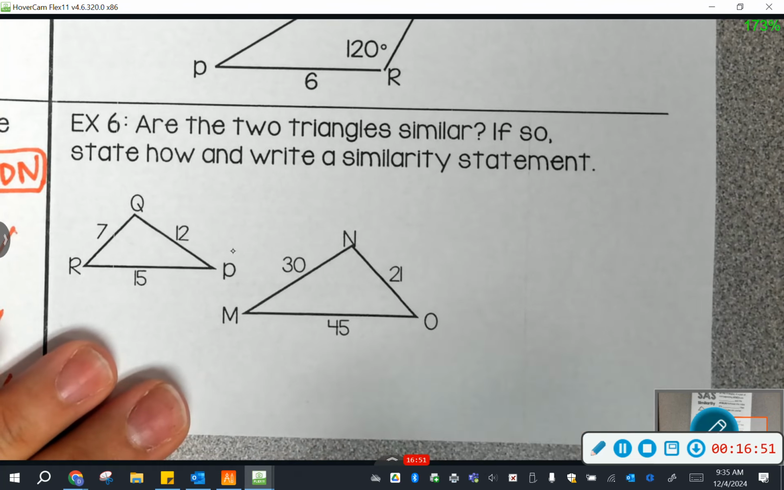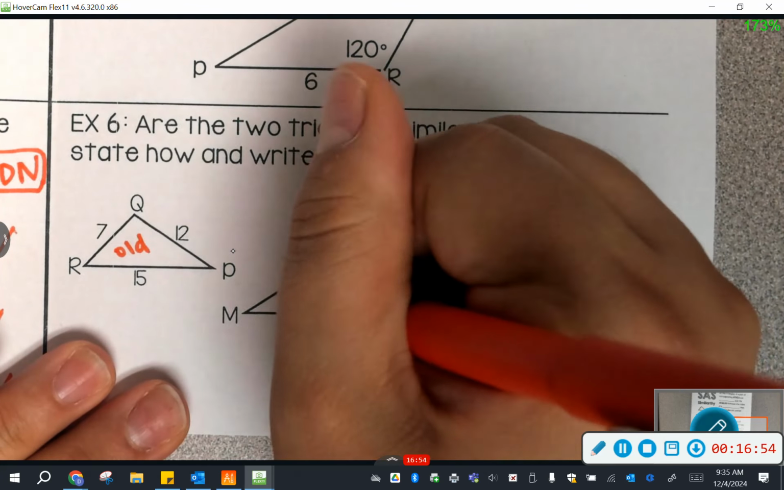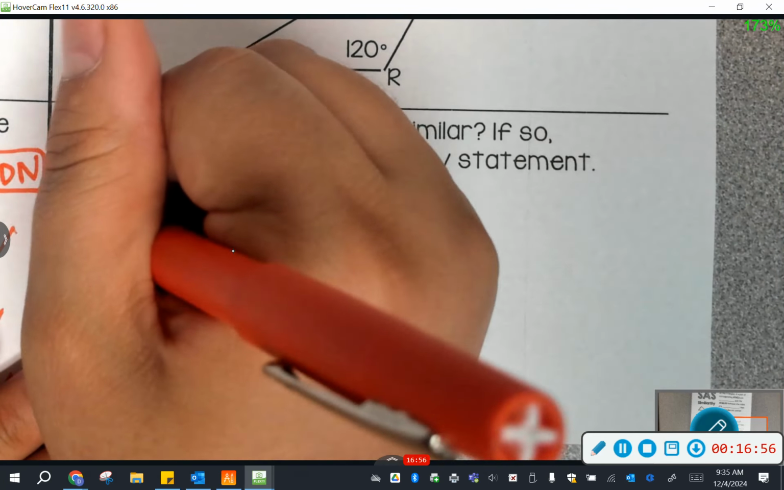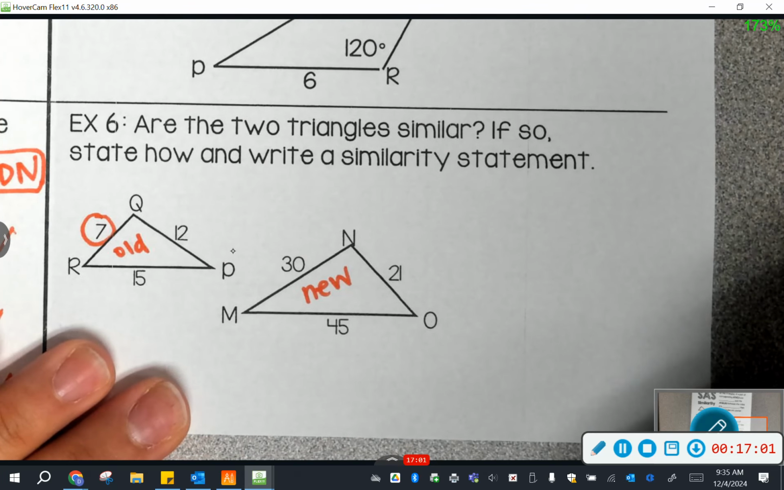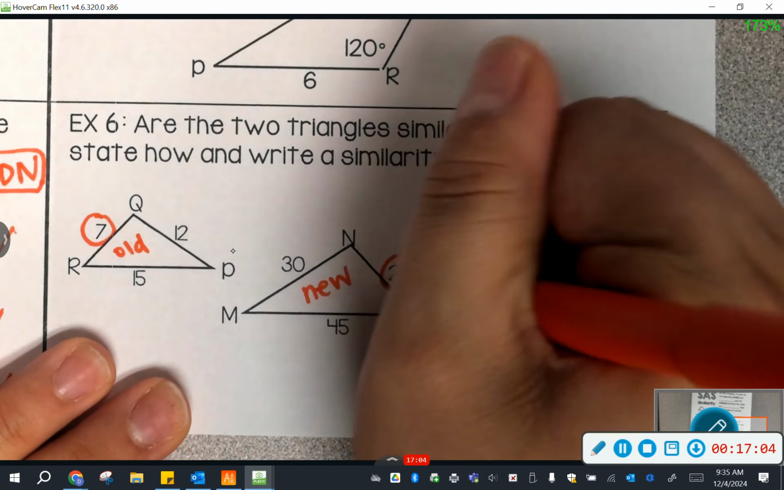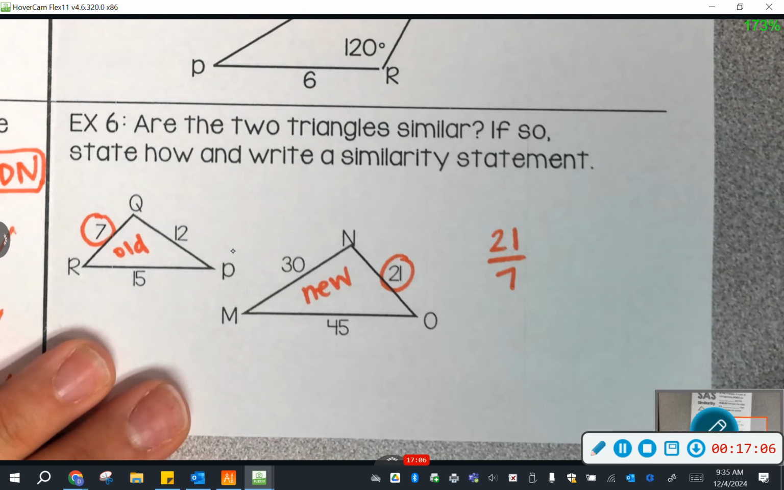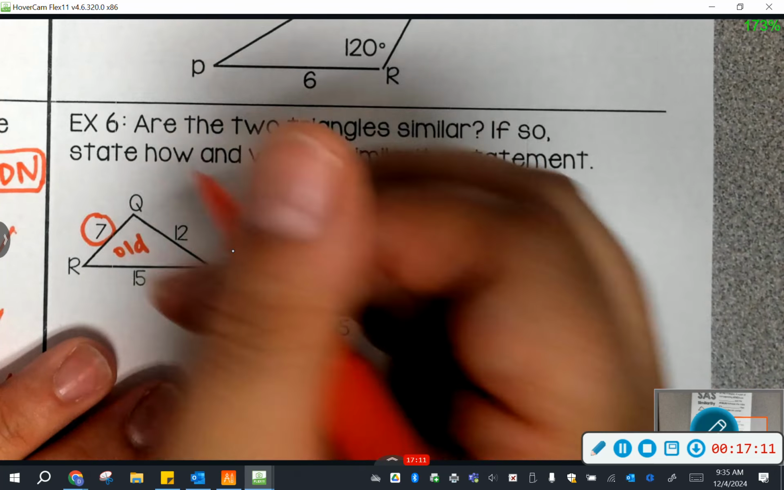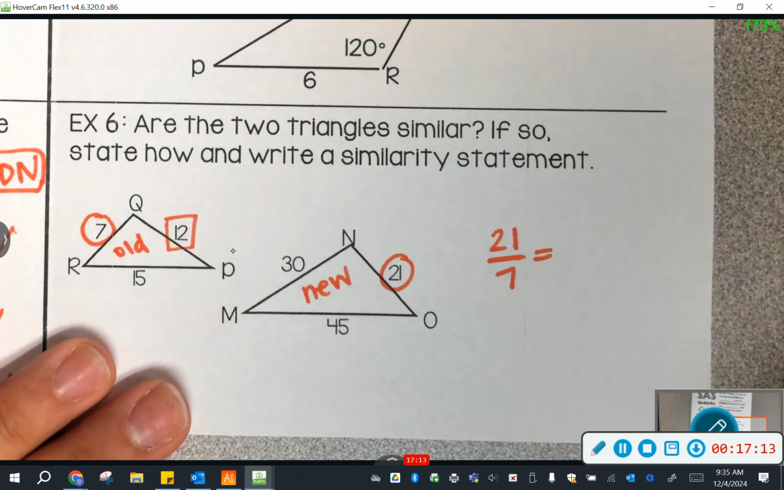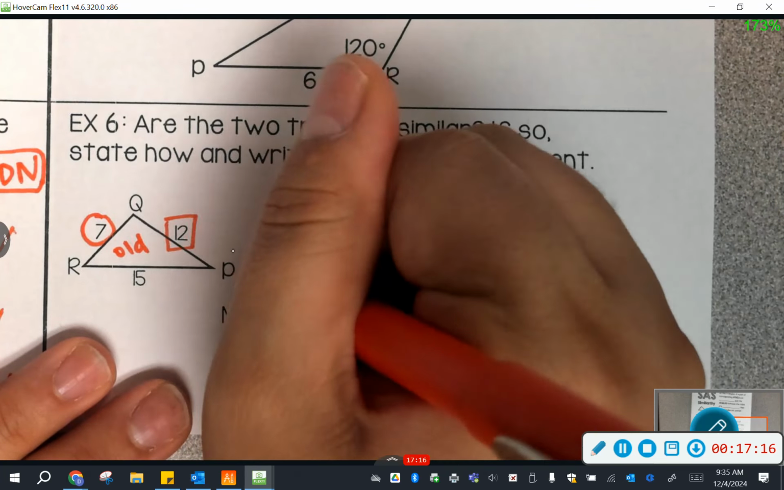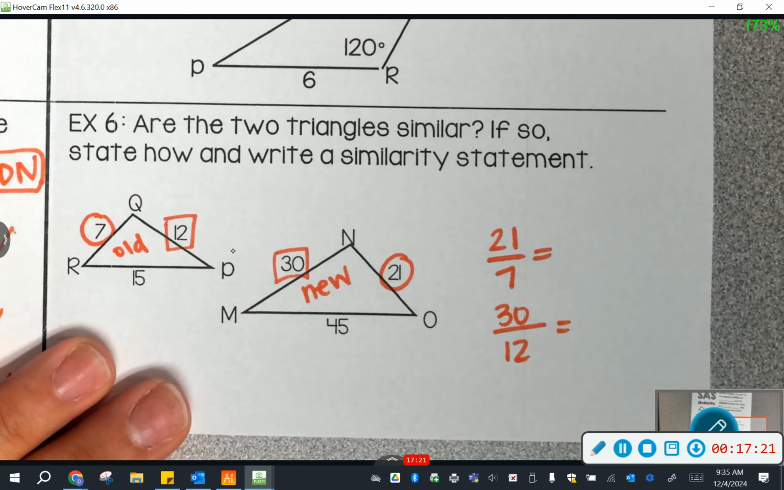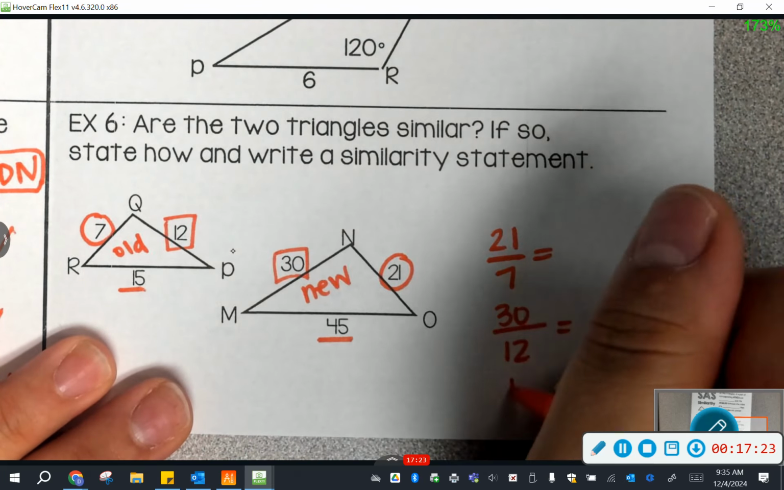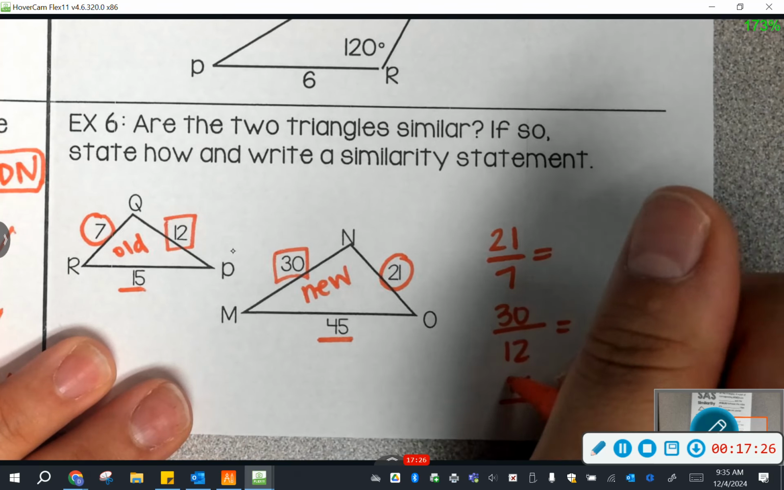What was your smallest on the old triangle? 7. And your smallest on the new triangle? So did you do 21 over 7? Alright, what is my middle number on the old? 12. And my middle number on the new? 30. So 30 over 12. And last but not least, 45 over 15.